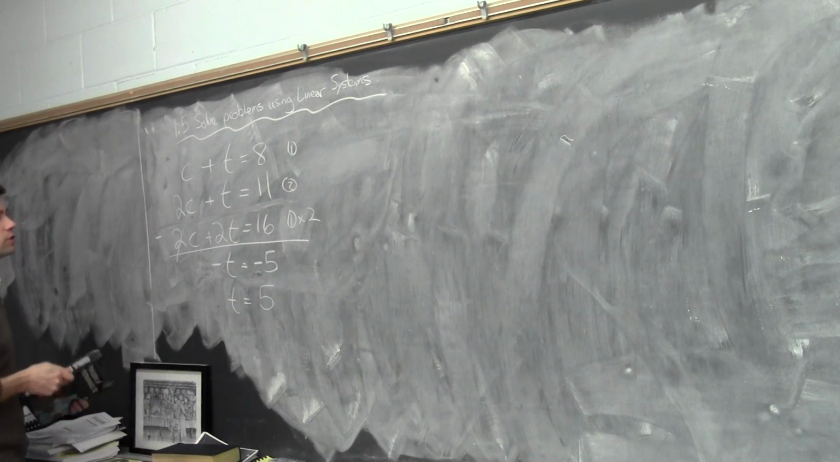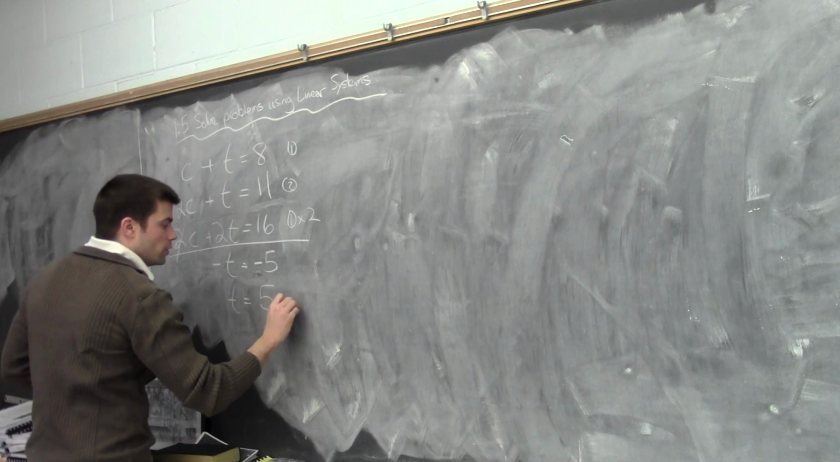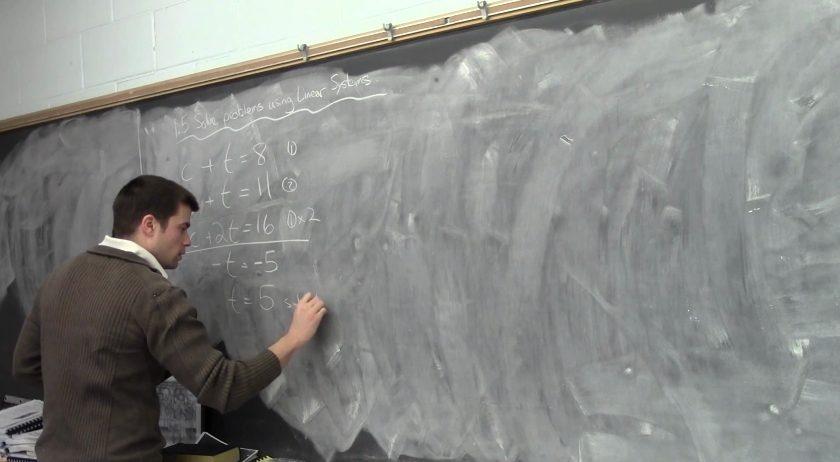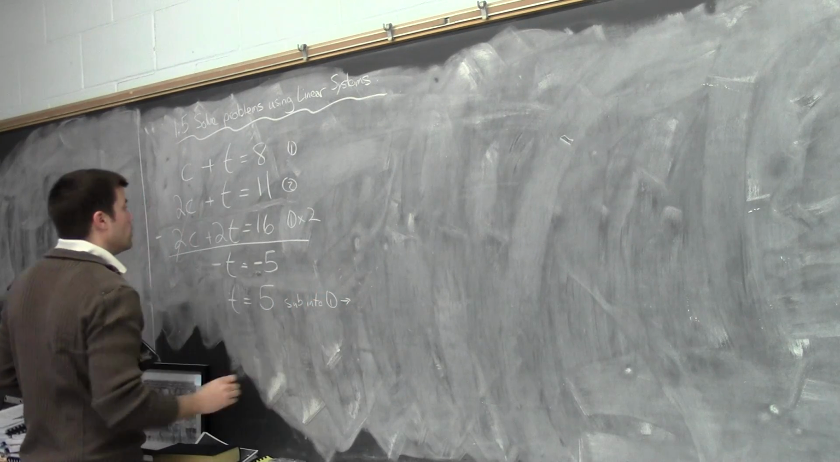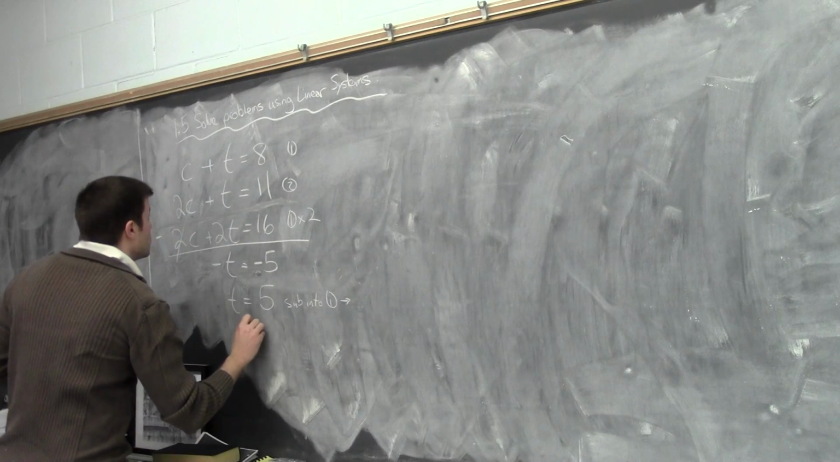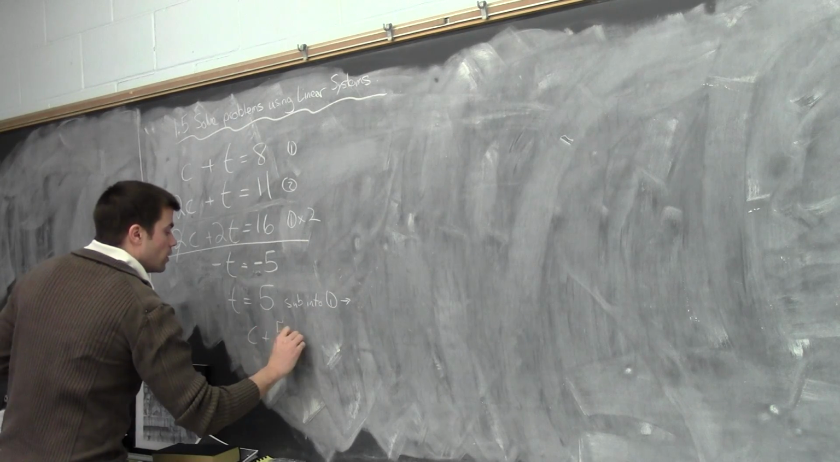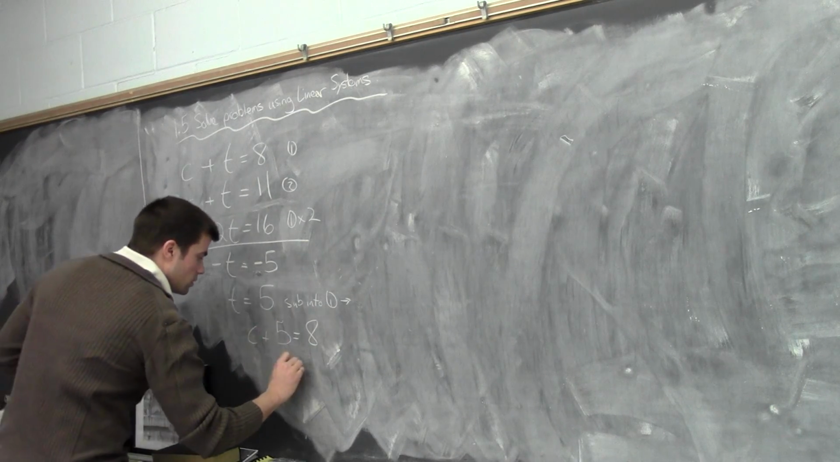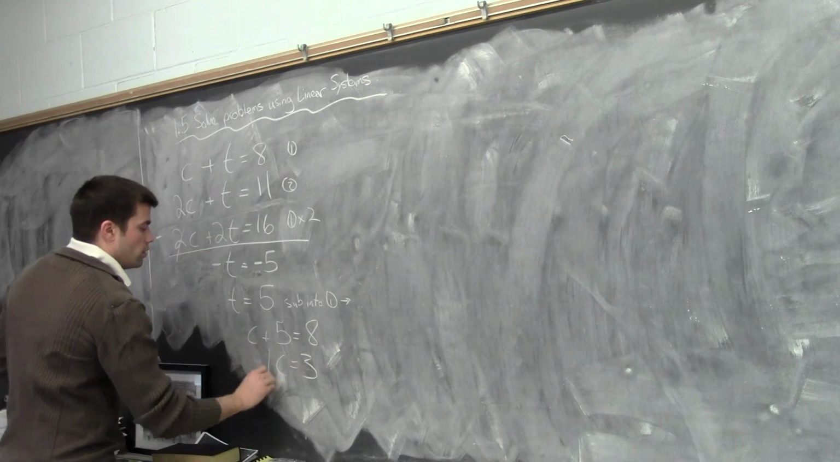So if our number of trucks is 5, we can then sub into 1. So we would have C plus 5 is equal to 8. C is equal to 3.